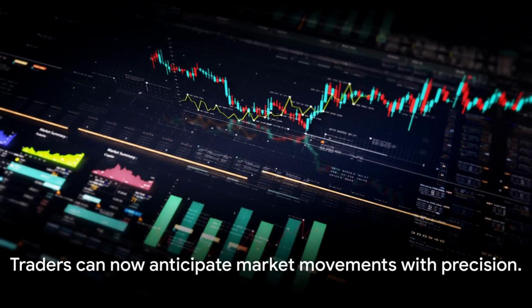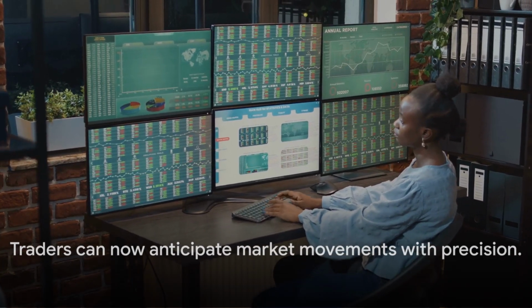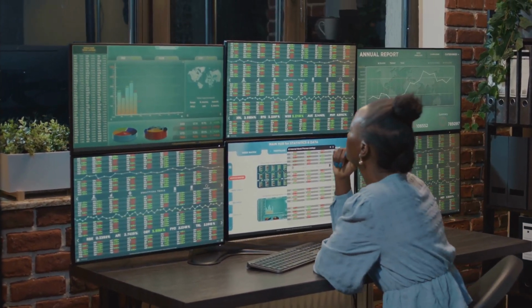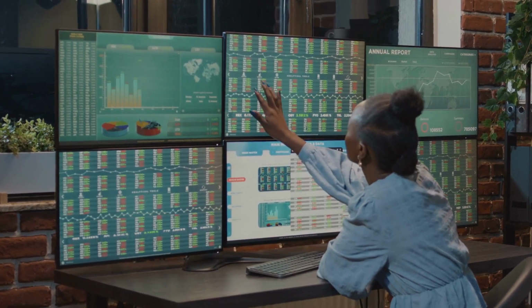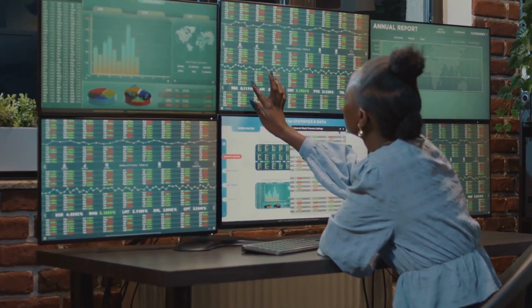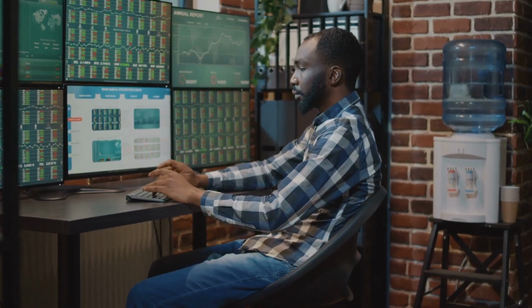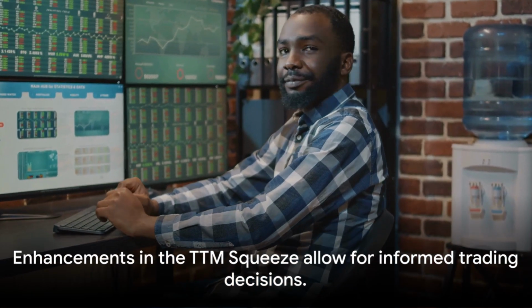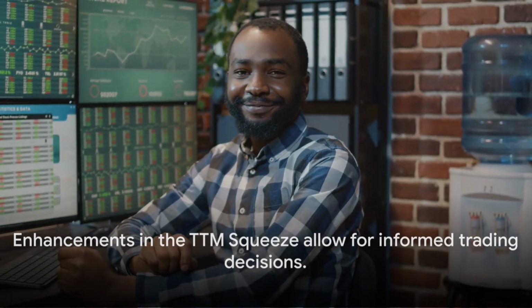So, what does this mean for traders? Well, with these advancements, traders now have a more refined tool at their disposal. They can better anticipate market movements, making informed decisions based on the level of compression within the Bollinger Bands and Keltner channels. With these enhancements, traders have a more refined tool to help them make well-informed decisions.